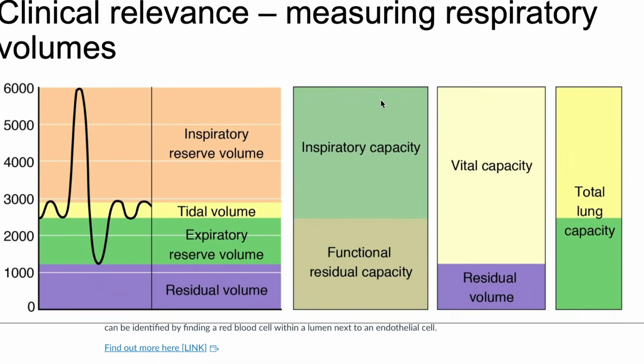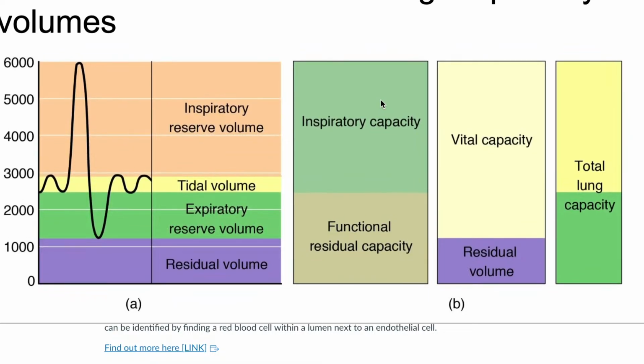All right, so clinical relevance, measuring respiratory volumes. So inspiratory reserve volume measures how much you can breathe in. And notice here, you can see my cursor. It's above the tidal volume. So here's your normal breath. This is your normal breathing in. Inspiratory reserve volume is past that. What is past a normal inspiratory breath? You know, tidal volume is just how much when you're quietly breathing, how much are you pushing in or how much are you pushing out.